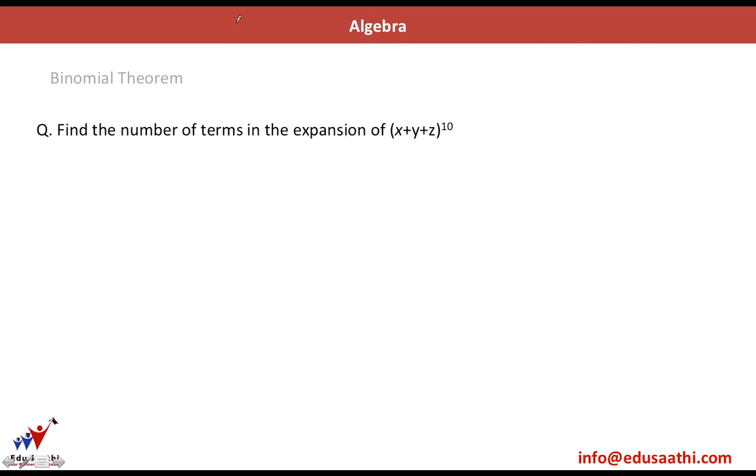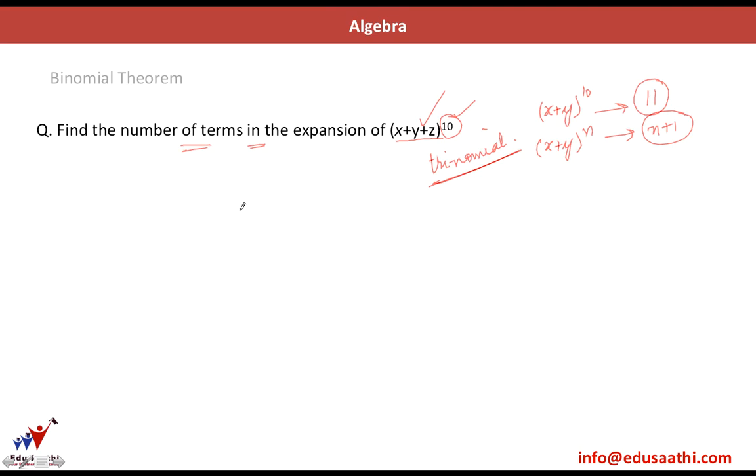The other question that we have is, find the number of terms in the expansion of x plus y plus z raised to power 10. So if it was only x plus y raised to power 10, the number of terms would be 11. Because you know, if it is x plus y raised to power n, the number of terms is given by n plus 1. Here I can't do this because this is not a binomial. This is actually a case of trinomial that you have.